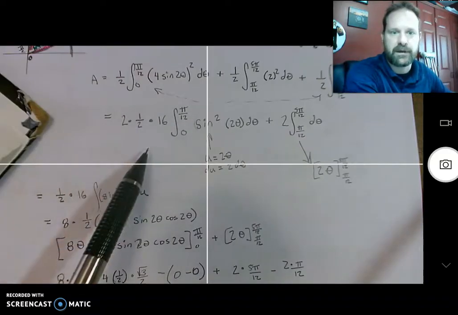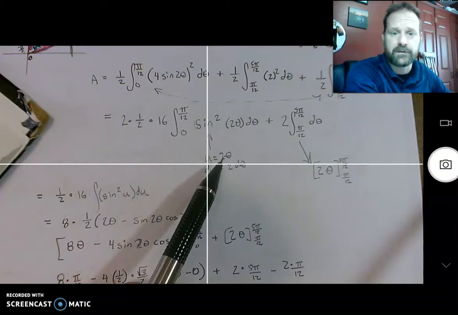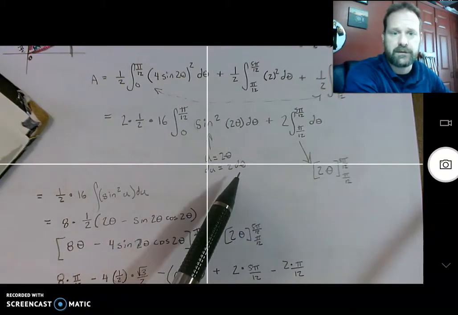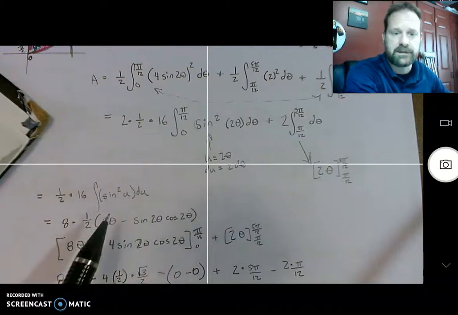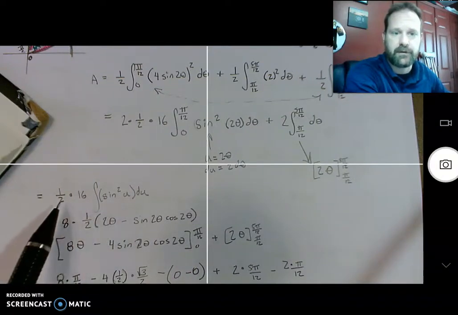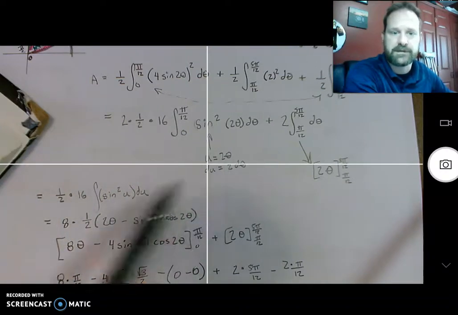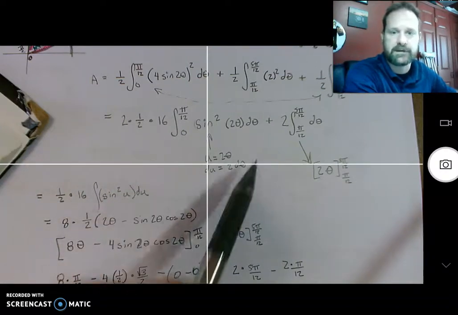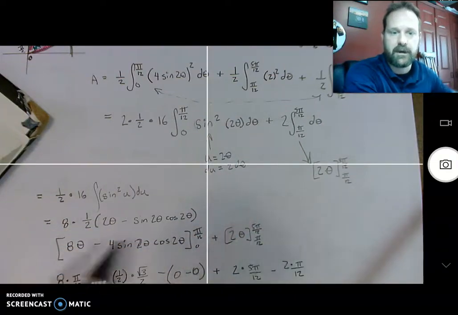Combining these two here, then u equals 2 theta, and du equals that. Let's see, I get another 1/2 here. This becomes 1, and I get a 1/2 to compensate for this. And then I've got this. This one's really easy. I love these. These are nice.